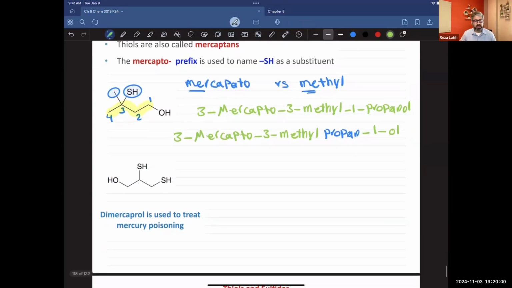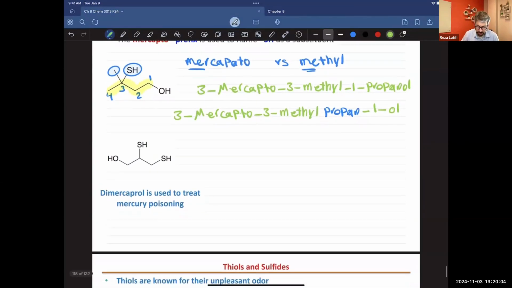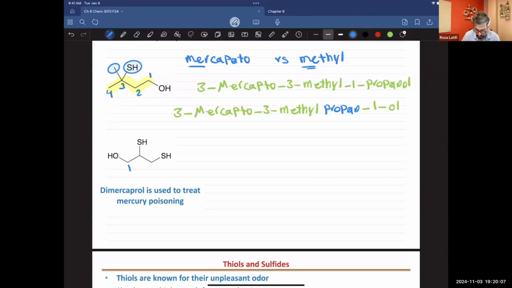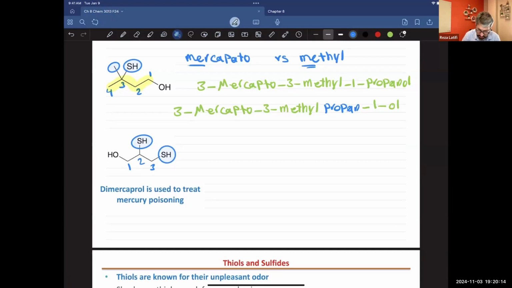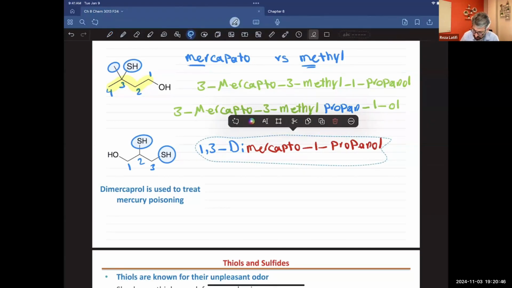The second compound has 2 SHs, and again the priority goes to the alcohol. So we go 1, 2, 3. I have 2 substituents, so I'm going to say 1 and 3-di, and then mercapto. On the first carbon, I have OH, so it will be 1-propanol. We can repeat the same thing as in the previous example and change the position of 1 and also the OL. So I can just copy paste this one.